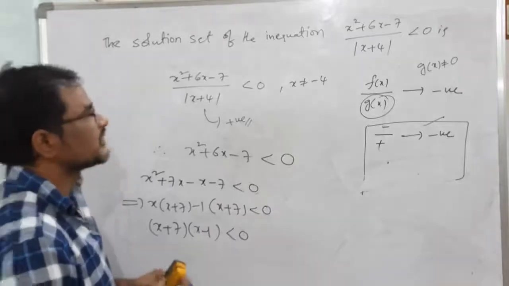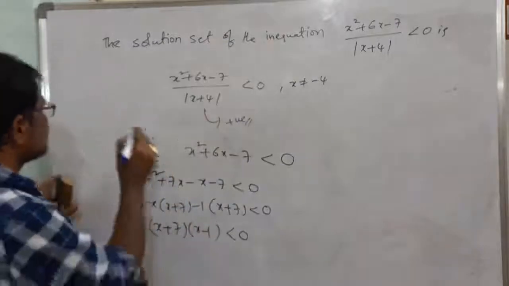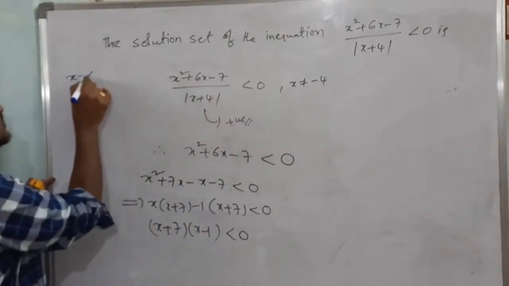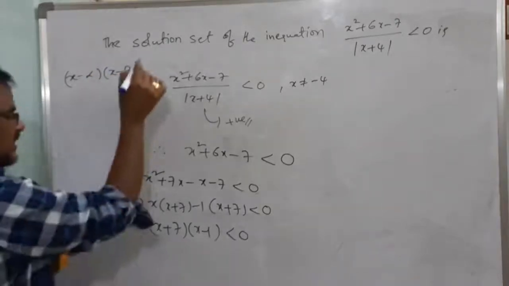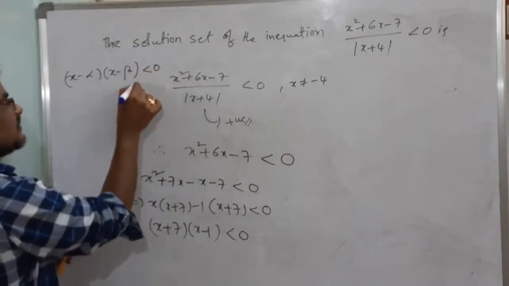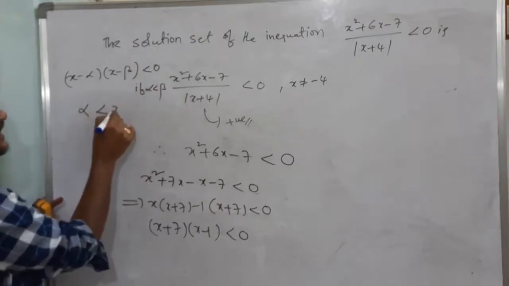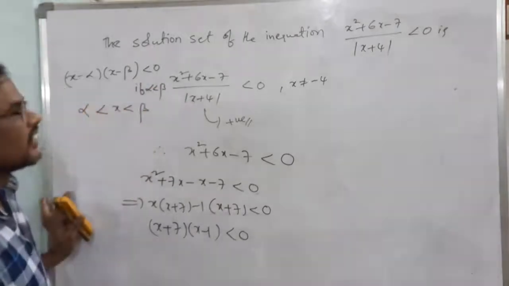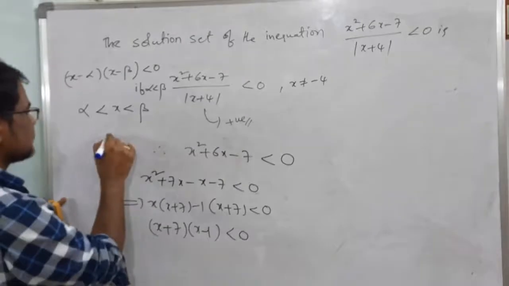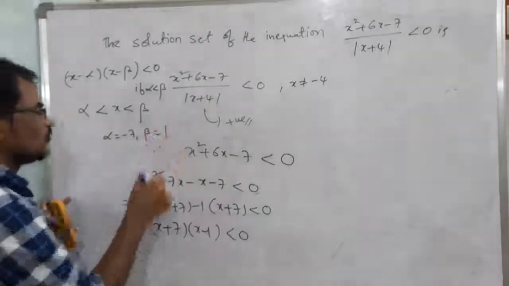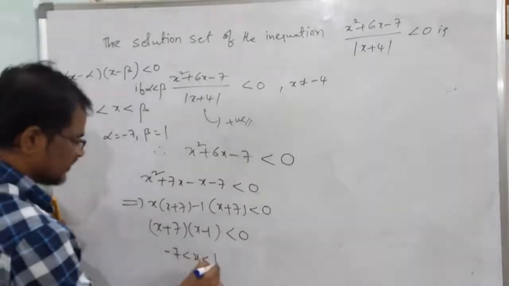Okay? So here there are two methods to solve this problem. One is I will write here. Whenever you get a quadratic expression like x minus alpha into x minus beta less than 0, and alpha is less than beta, then simply you can write alpha less than x less than beta. According to that, here alpha equal to minus 7, beta equal to 1. So directly you can write minus 7 less than x less than 1.